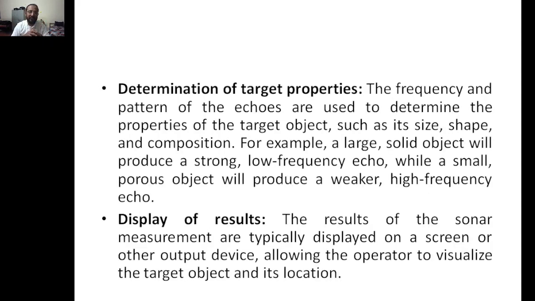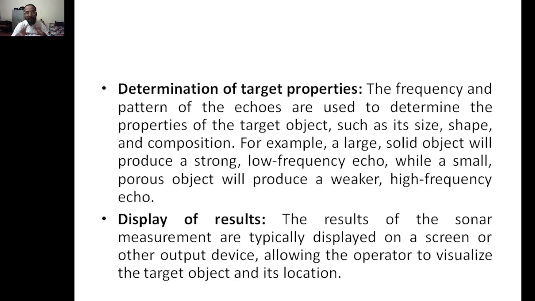Next, determination of target properties. Properties such as size, shape, and composition can also be identified. For example, a large solid object will produce strong, low frequency echoes, while a small porous object will produce weaker or high frequency echoes. This difference will tell you how big the object is, what its shape is, and so on.